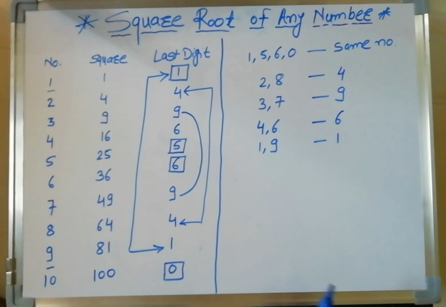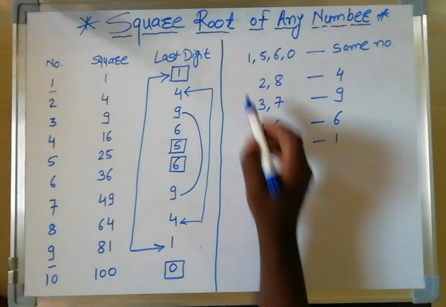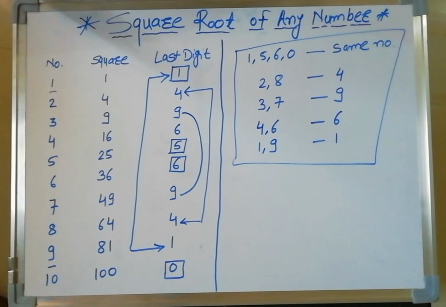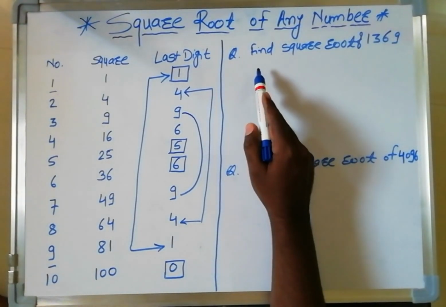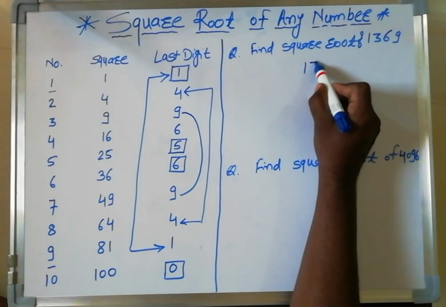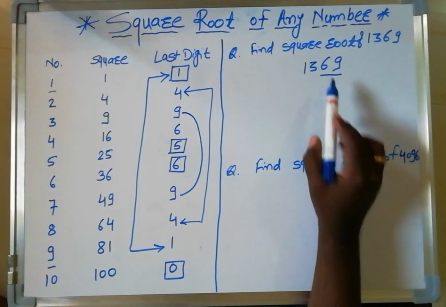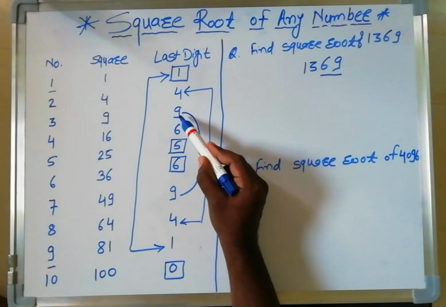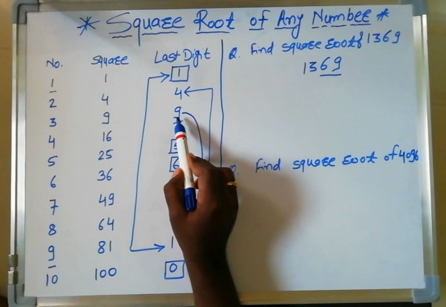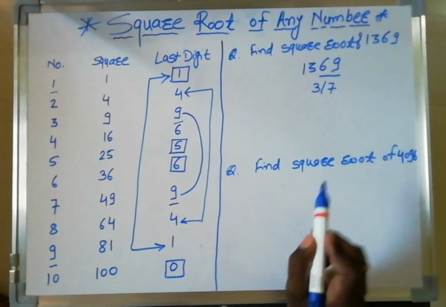Okay, now we will take examples based on these numbers. We have to remember this table to solve the questions. Now here we have to find the square root of 1369. Consider the last two digits, 69. Now 9 is present here, so the last digit will be 3 or 7.